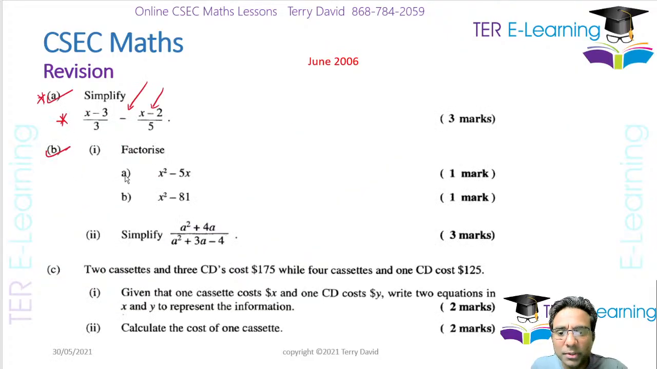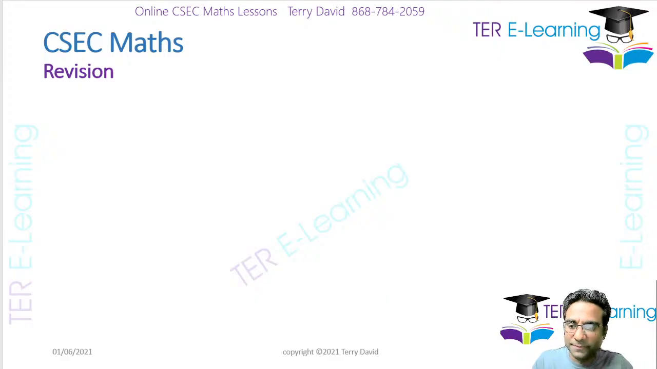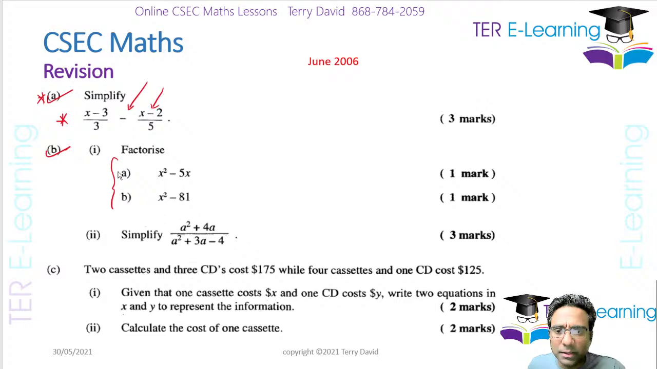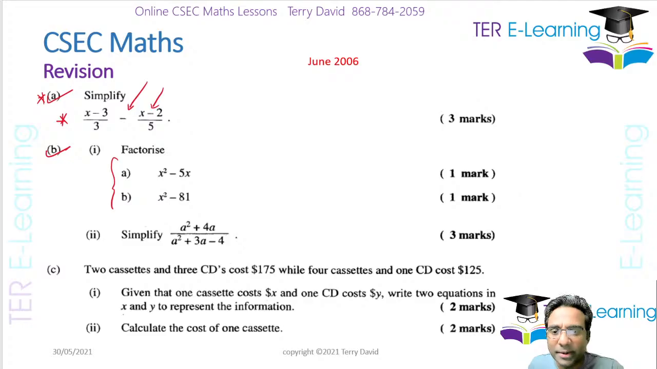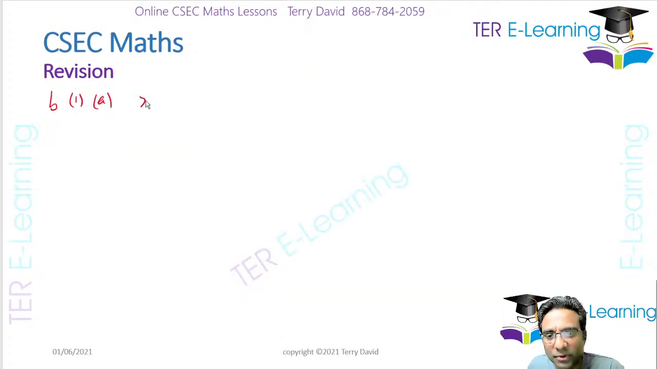Now, part B. We have two parts here. We want to factorize these two, right? So that's B part 1. And let's see what we want to do here. x squared minus 5x. That's what we want to factorize. So x squared minus 5x, right?